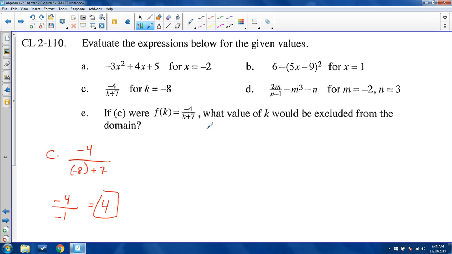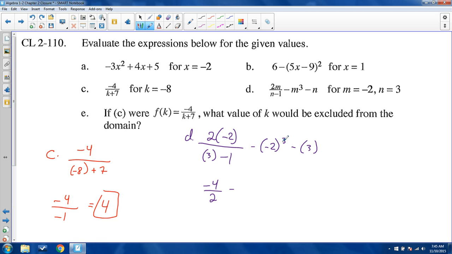Part D, probably a lot of opportunities to mess up. You have two variables. They almost look the same. You have a fraction and a cubic and a lot of negatives. So you have 2 times, oh, let's see, part D. 2 times -2 over 3 minus 1. Again, good habit to wrap around parentheses, especially right here. Minus -2 quantity cubed minus 3. All right, here we go. 2 times -2 is -4. 3 minus 1 is 2. You have -4 over 2.